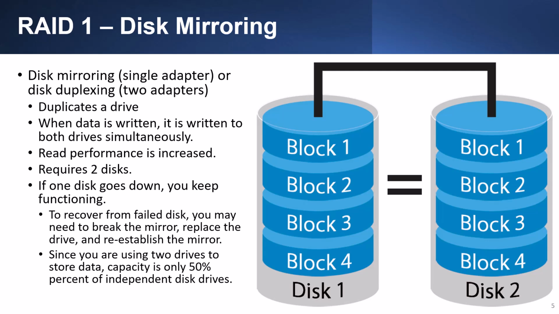Since you're using 2 drives to store data, capacity is only 50% of the independent disk drives. If one disk goes down, you keep functioning. To recover from failed disks, you may need to break the mirror, replace the drive, and re-establish the mirror.